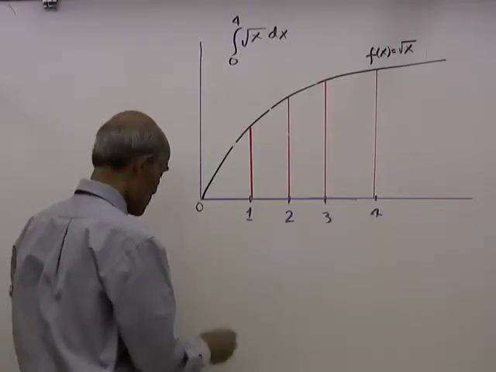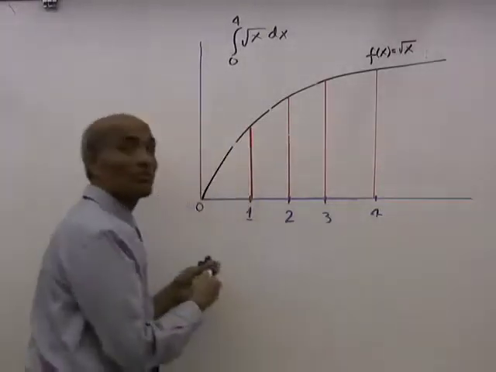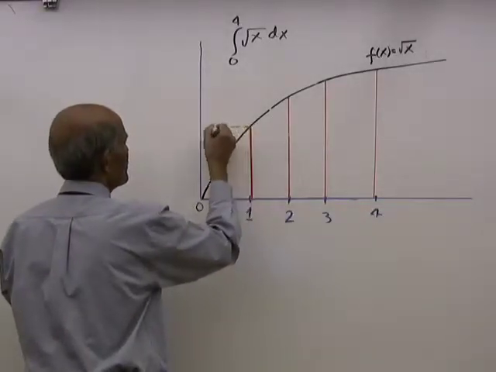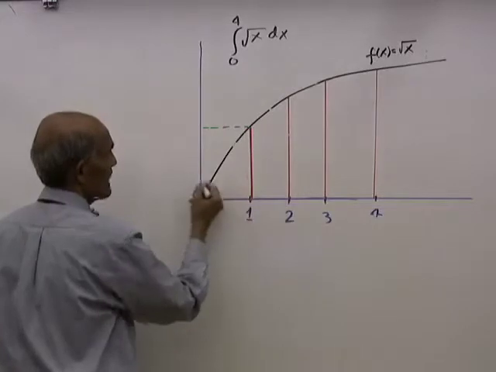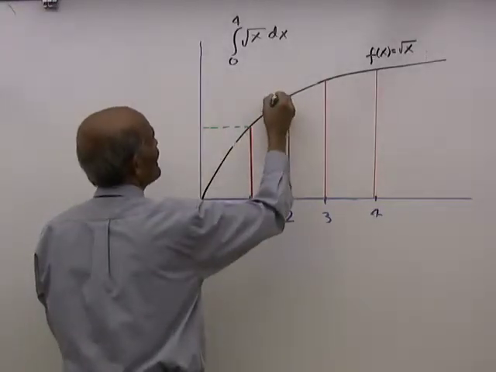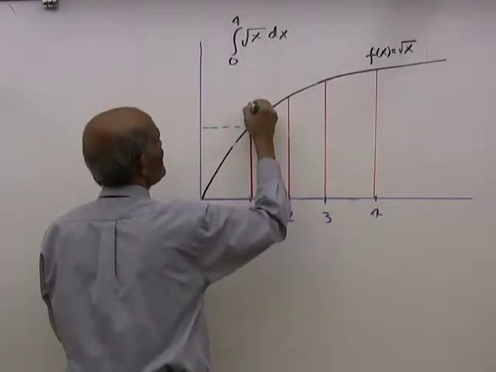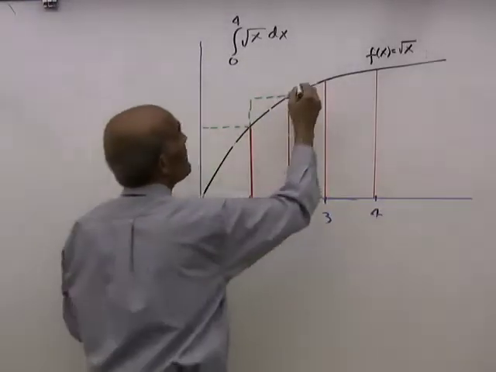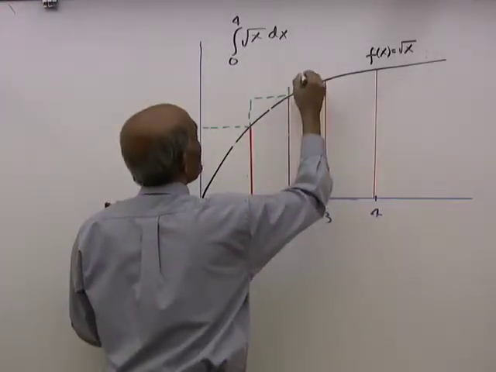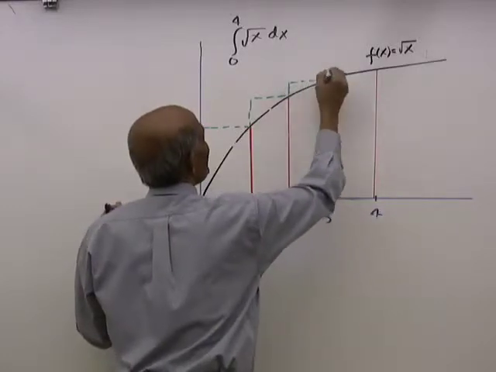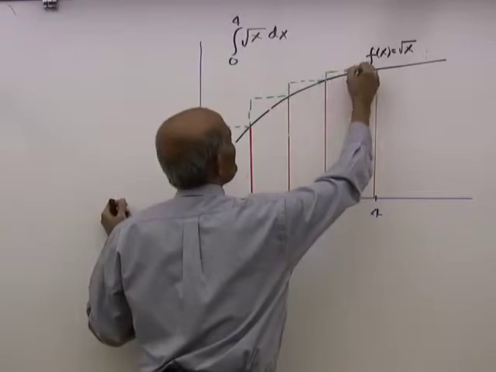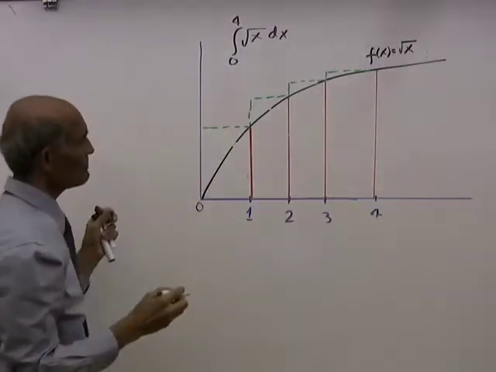Now, I'm going to use broken lines to complete the rectangles. Now, look at this. This is the first rectangle, and the second rectangle will be something like this. The third rectangle will be something like this. The fourth rectangle will be something like this.